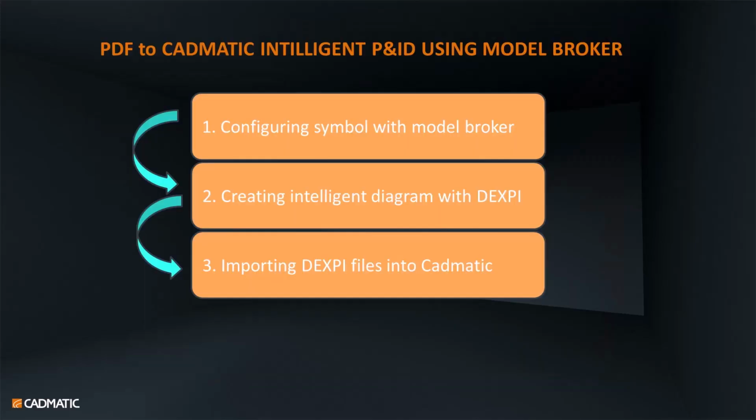Now let us talk about how a PDF can be converted into CADMATIC Intelligent P&ID using Model Broker in 3 steps, which is demonstrated in the upcoming video.